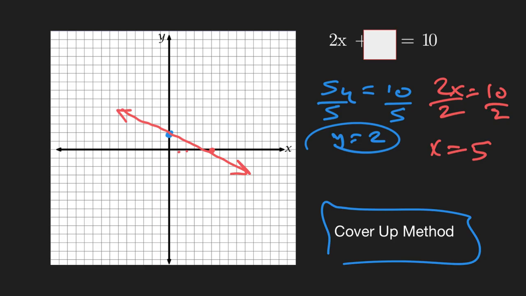Cover-up method. Now, I know you don't have a box to put over your terms. You could use your pencil, you could use your finger, just cover up a term. Cover up one term, solve for the other. Cover up the other term, solve for the other. Okay? The other thing that I want to mention about x and y intercepts, and I need you to be prepared to do this, okay?